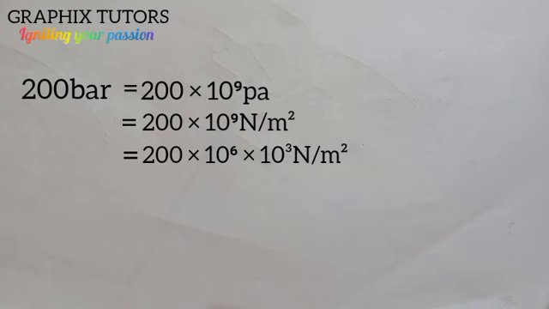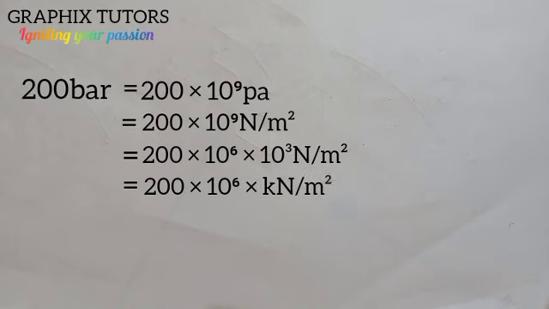200 multiplied by 10 raised to power 6 multiplied by, instead of writing 10 raised to power 3, since I'm saying kilo, I'll write kN per meter square, kilonewton per meter square. So this is what we are having. When you convert 200 gigapascal to kilonewton per meter square, this is what you are going to be having, right?